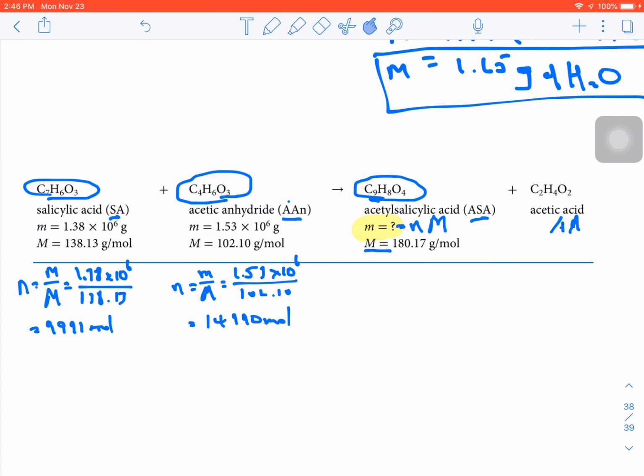Now, I'm going to start setting it up exactly the same way every time. Mass and molar mass, mass and molar mass, mass and molar mass. I'm not worrying about acetic acid. It's going to be there, but it's not really part of the question, so I'm just going to ignore it. I won't bother doing all the math because I don't need the math for acetic acid.